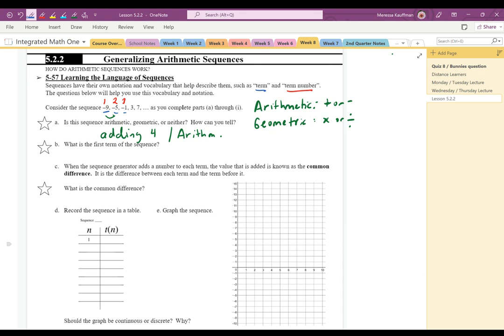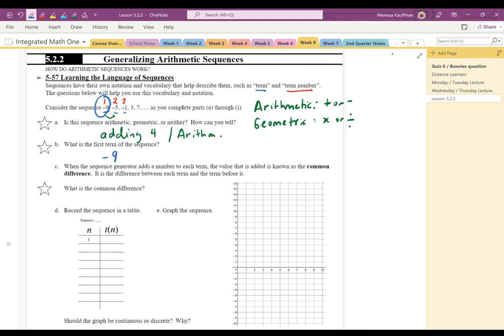All right, so in the next part it says, what is the first term of that sequence? Well, remember I was quizzing you guys yesterday, but our first term is this one right here. So the first term of our sequence is -9. Remember, the number above it is the term number, the number below it is the actual term.